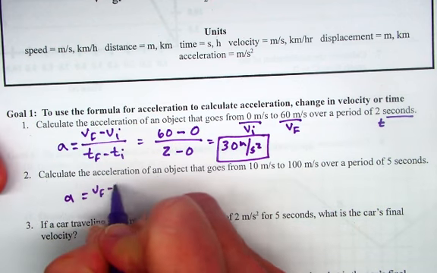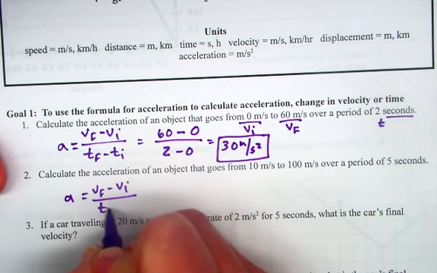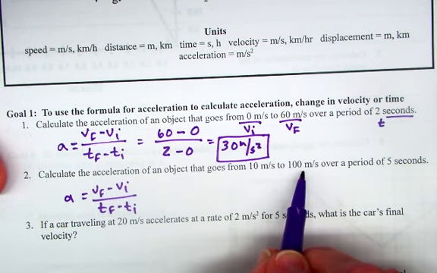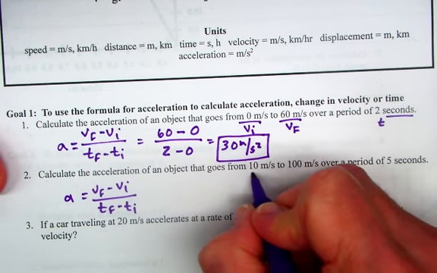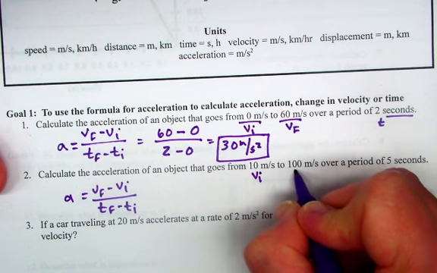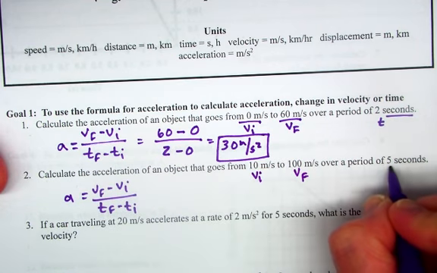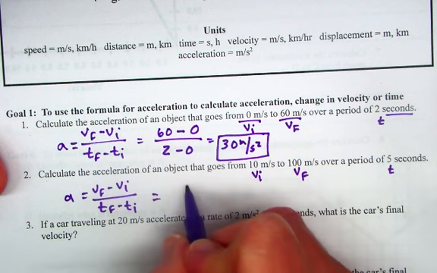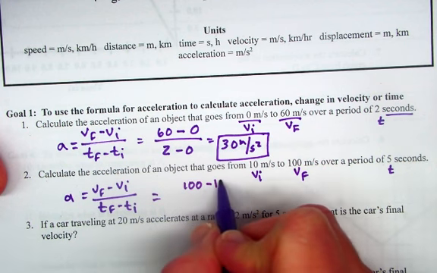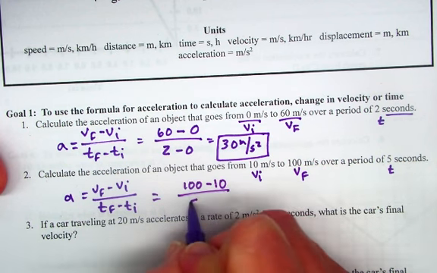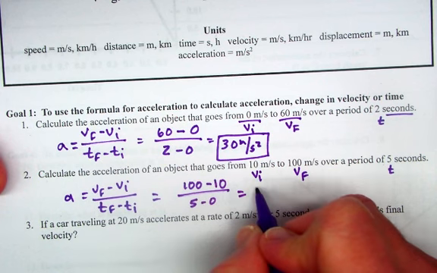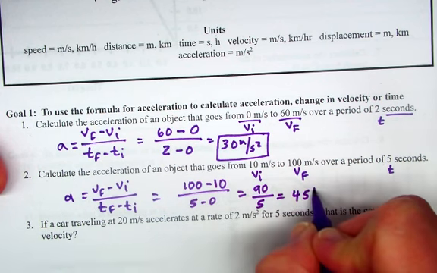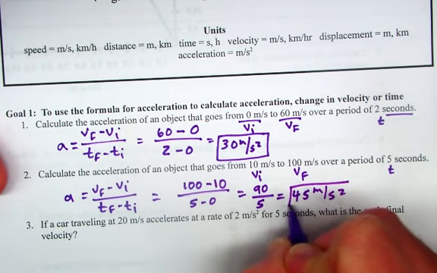Problem 2 is similar. You're going to be solving for acceleration. So we're going to look at that, and it's going to go from 10 to 100. So 10 is our starting speed, 100 is our final speed, and 5 seconds will be our time. So we're going to plug in final of 100 for VF minus 10 divided by 5 minus 0. So 100 minus 10 is 90 divided by 10 turns out to be 45 meters per second squared.